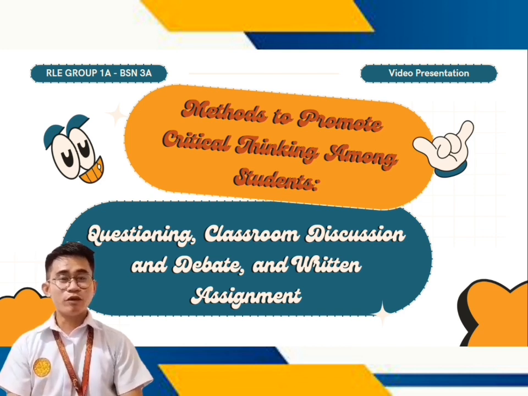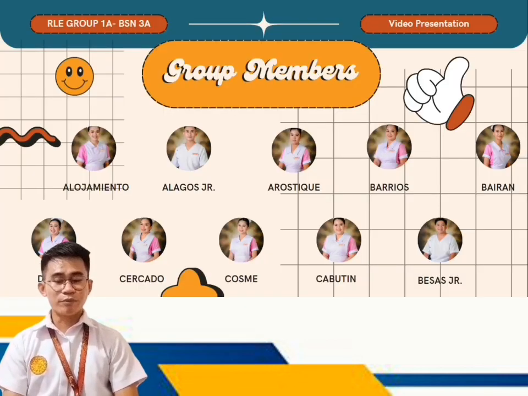This morning, we are going to discuss methods to promote critical thinking among students: questioning, classroom discussion and debate, and written assignments. Our group members are yours truly, Mr. Alagos, Miss Alhomiento, Miss Arostique, Miss Barrios, Miss Bayran, Miss Joso, Miss Cercado, Miss Cosme, Miss Kabuten, and Mr. Besas.